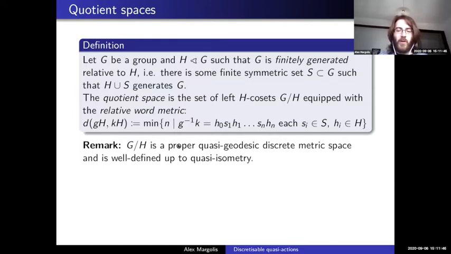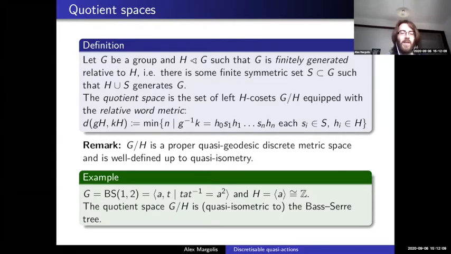And it has the properties you might expect from the word metric of a group. It's a proper discrete metric. It's quasi-geodesic: it looks like a geodesic metric space if you fill in the holes, if you connect the dots. And it's well defined up to quasi-isometry, so it doesn't matter what relative generating set you pick, you'll get the same metric up to quasi-isometry.